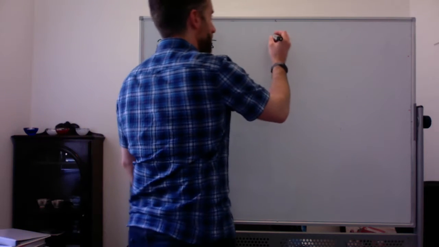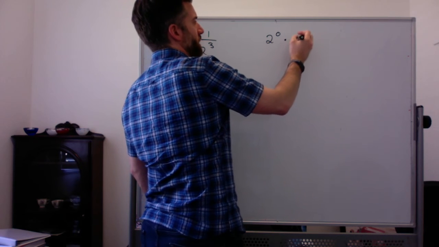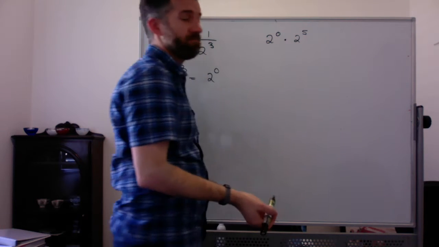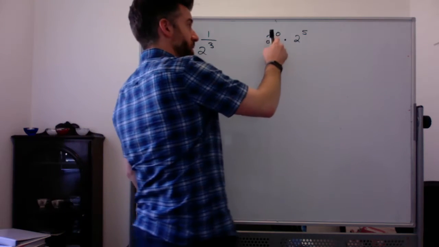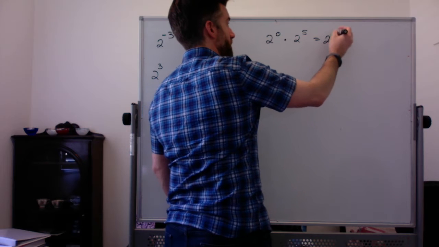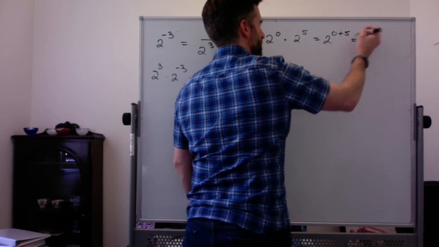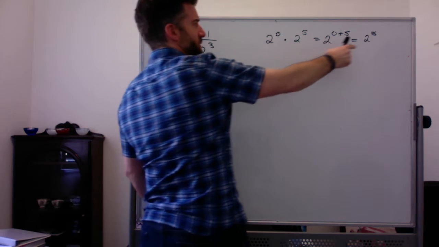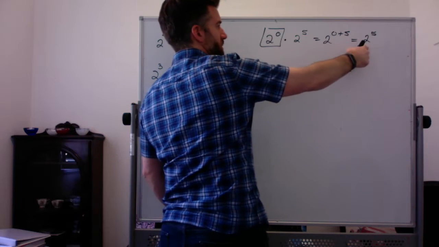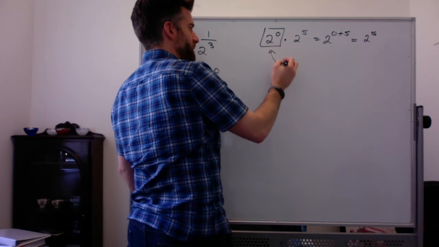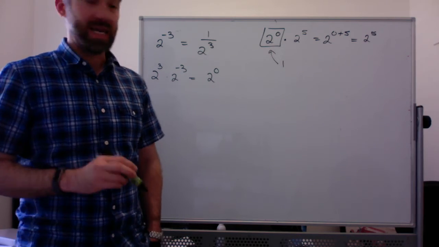Let's go over here for a second. What's 2 to the 0 times 2 to the 5th? I don't know exactly, but I know the additive law of exponents. I know that if I add 0 and 5, I should get 2 to the 0 plus 5. But 0 plus 5 is just 5. So 2 to the 0 times 2 to the 5th is equal to 2 to the 5th. So this thing times 2 to the 5th is equal to 2 to the 5th. That has to be 1. 1 times something is the only thing that makes it stay the same.